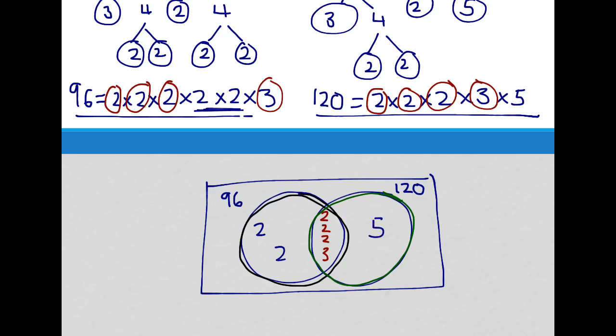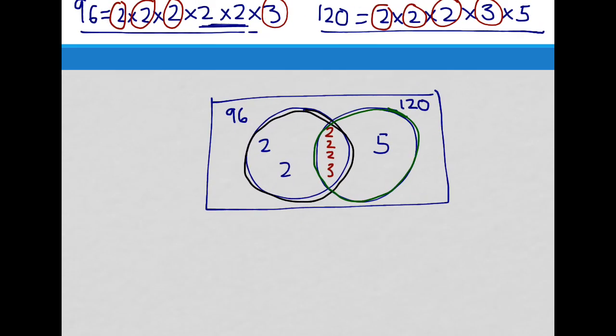Because if you remember, in the black circle here, which is 96, we now have all of the values for 96, and for 120, it's that green circle and they're all in there. These values are in both, so they go in the overlapping part in the middle. It's where the two circles intersect. So there's a word you may not have heard before. It's where they actually intersect, the two circles. We put the values there in the middle.